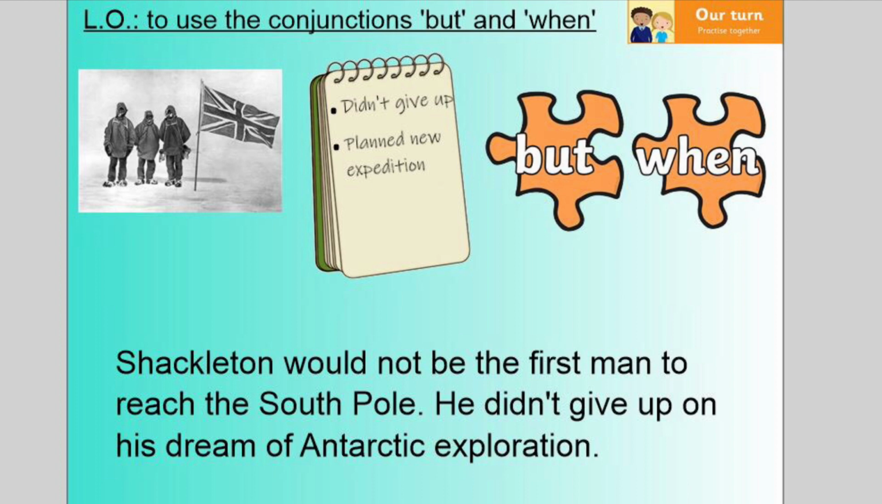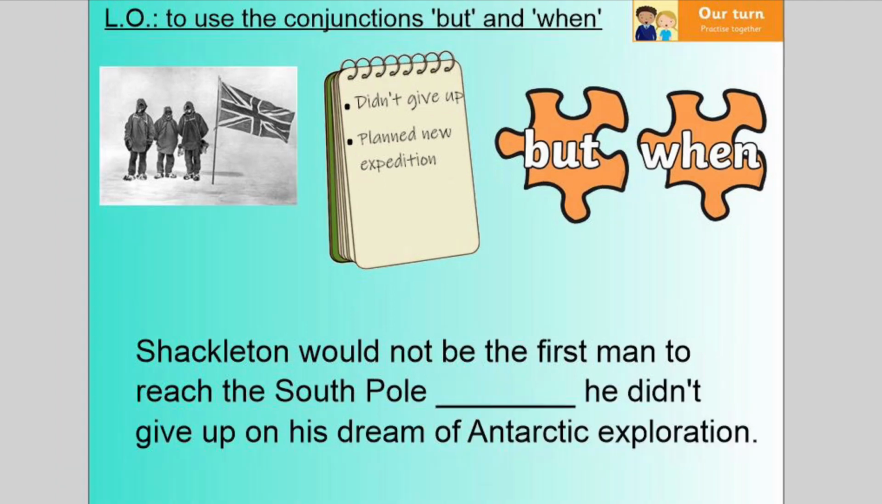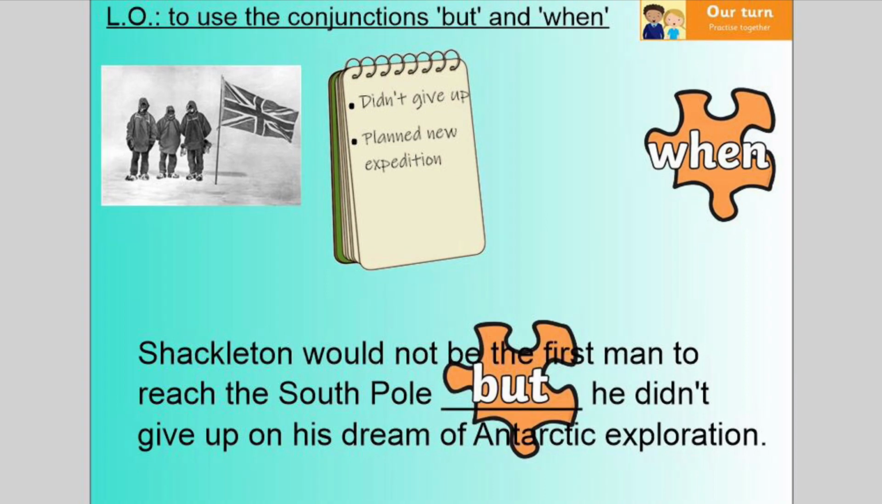Let's look at my next few sentences. Shackleton would not be the first man to reach the South Pole. He didn't give up on his dream of Antarctic exploration. Again, let's connect those two sentences with a conjunction. Let's try when first. Shackleton would not be the first man to reach the South Pole when he didn't give up on his dream of Antarctic exploration. Do you think that sounds right? Let's try but instead. Shackleton would not be the first man to reach the South Pole, but he didn't give up on his dream of Antarctic exploration. Which one do you think we need to use? Well done, it has to be but. When wouldn't really make sense as a conjunction in this sentence.